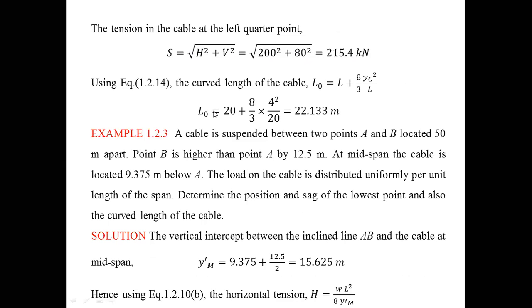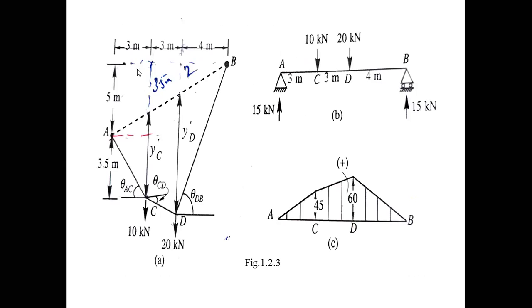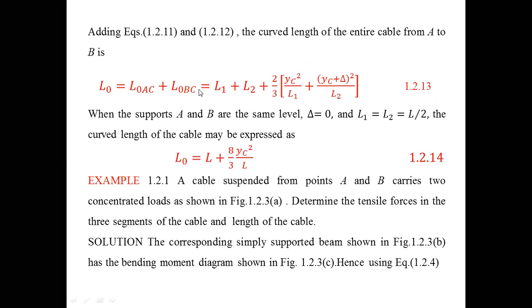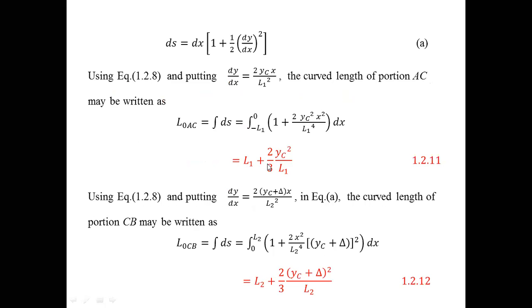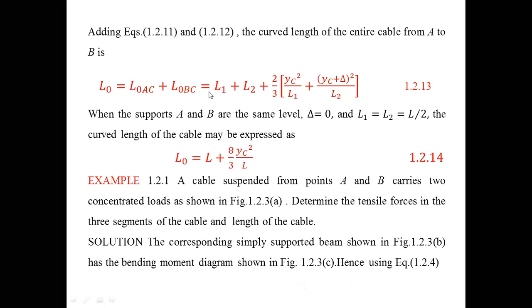And then you find the curved length. Directly we went into the derivation, I showed you the derivation. What is the segmental length? The entire cable is divided into two portions, AC and BC. AC is L1 plus 2/3 YC square by L1, and for portion BC, L2 plus 2/3 (YC plus delta) whole square by L2. Already I explained in the last classes. So the total length of the cable is L1 plus L2, this one.